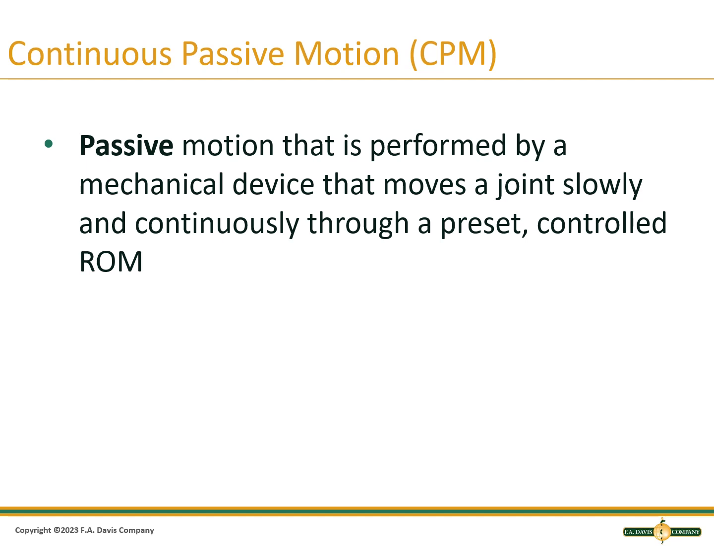So I briefly mentioned the continuous passive motion earlier, but for passive range of motion, when the therapist isn't applying it, we can also use mechanical devices such as our CPMs. But CPMs provide passive motion that is performed by a mechanical device that moves a joint slowly and continuously through a preset controlled range of motion. We have 2 of these that we will play with in the lab, and that will be part of your practical as well.